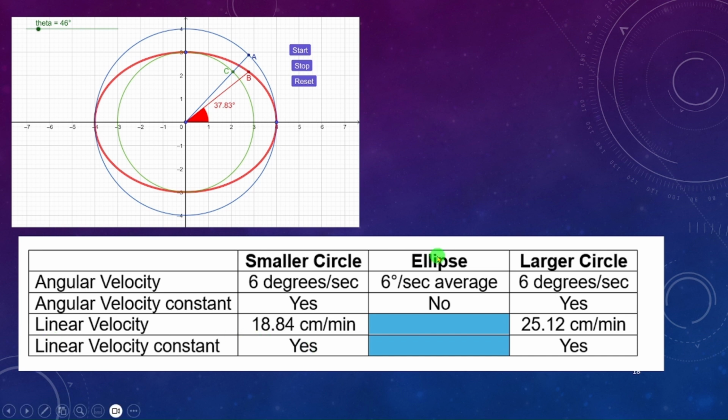Looking at this middle column, we have found out that the average of the ellipse is 6 degrees per second. Yes, because it does end up at the same place at the end of 360 degrees. However, the velocity of alpha is not constant. It varies as time goes on.